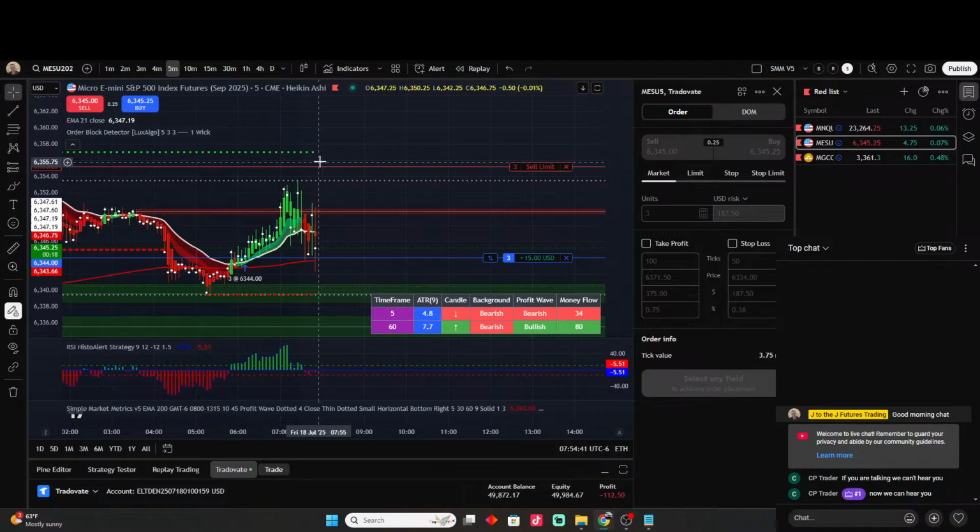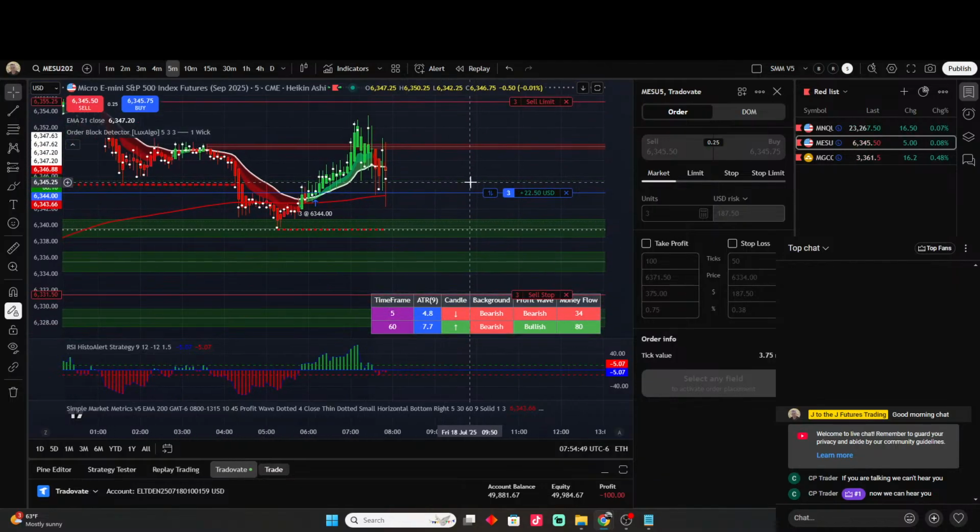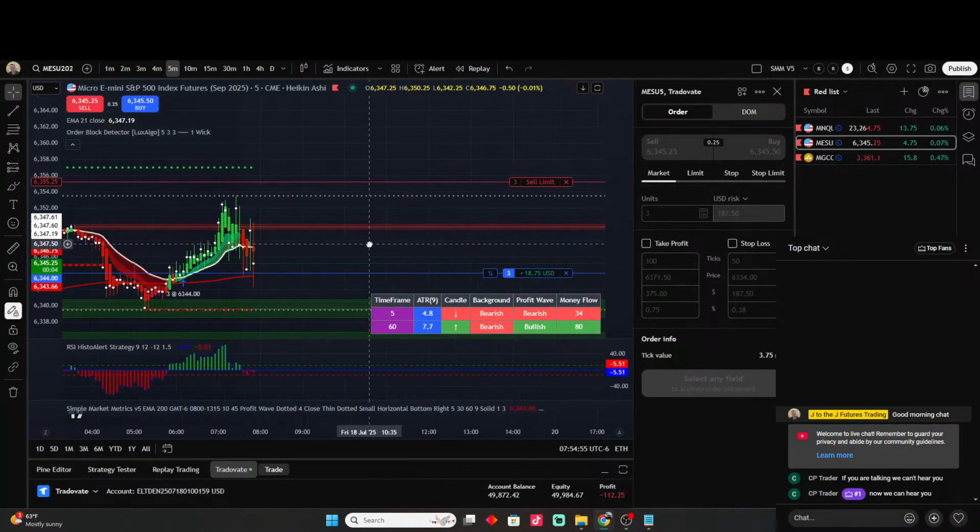I like to be able to see where your targets are. I want to see where your support is. I want to see where your resistance is. And a lot of times it's like this. It's where an order block is. It's very close, but sometimes it's not where an order block is. So that's why I put that on there.